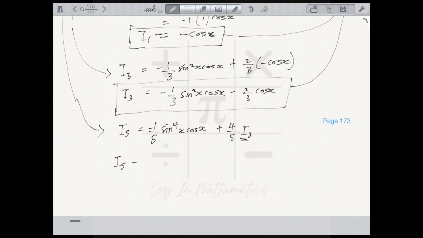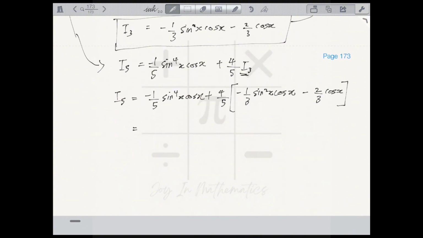So let's substitute I3, and then we have that I5 is equal to minus 1 over 5 sine raised to power 4 x cos x plus 4 over 5 of minus 1 over 3 sine square x cos x minus 2 over 3 cos x. Simplifying further, this will resolve into minus 1 over 5 sine raised to power 4 x cos x minus 4 over 15 sine square x cos x minus 8 over 15 cos x plus c.